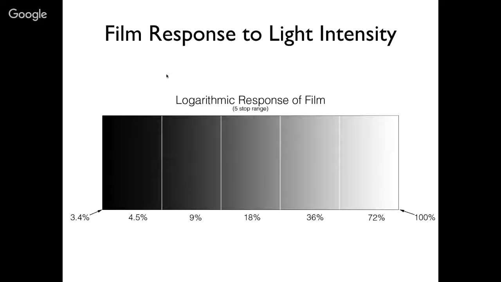What is half of 5? 2.5, right? So if I want to go back 2.5 stops, this is 1 stop, 2 stops, 2.5 stops goes right here, right? Exactly between 12.5 and 25%. What's exactly between 12 and 25%? 18. That's why you have 18% gray.